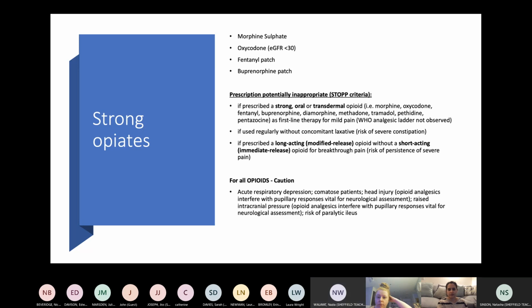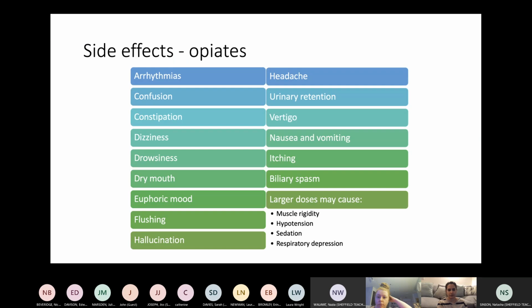And then again, this is just about cautions to use in opiates, which I'm sure most of you are aware of. But I think the thing in particular is how many of these things happen for older people who come in, particularly with head injuries. So we should always be thinking about whether it's appropriate or not. So these are side effects of opiates, which I think are probably some of the most common ones, but definitely not all of them.